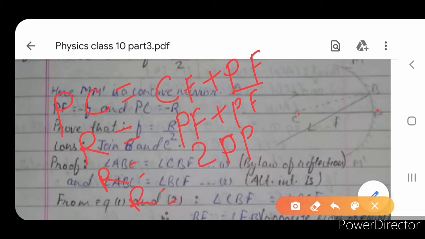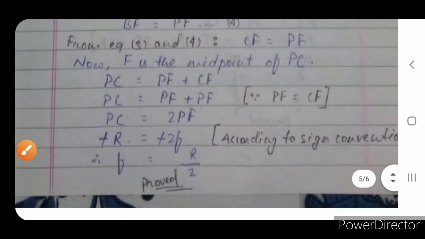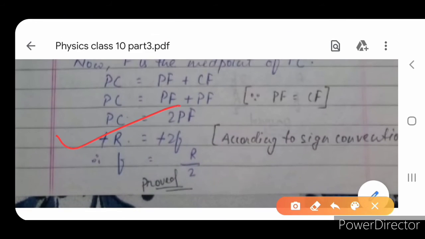Now R is equal to 2PF, and PF is the focal length. So instead of PF, we can write F. So R is equal to 2F. Hence the result, look, R is equal to 2F. Or we can normally write that F is equal to R by 2.